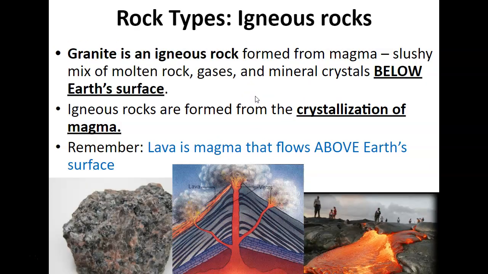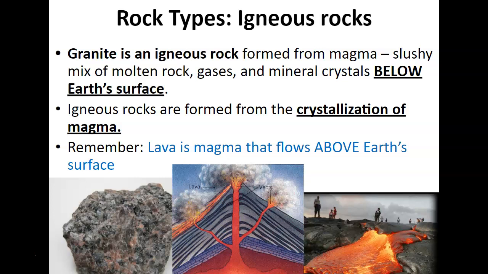The first one we're going to talk about is the igneous rock. An example of the igneous rock is granite, and that's the granite that you find in your countertops in most kitchens this day and time. Granite is an igneous rock. It's formed from the magma, the slushy mix of molten rock, gases, and mineral crystals below Earth's surface. The igneous rocks are formed from the crystallization of magma, and that just means that the magma cools down and then hardens.